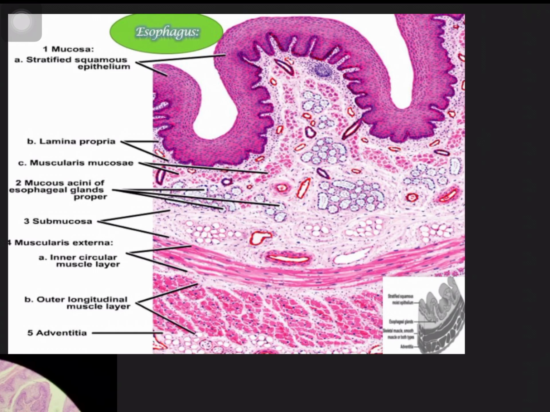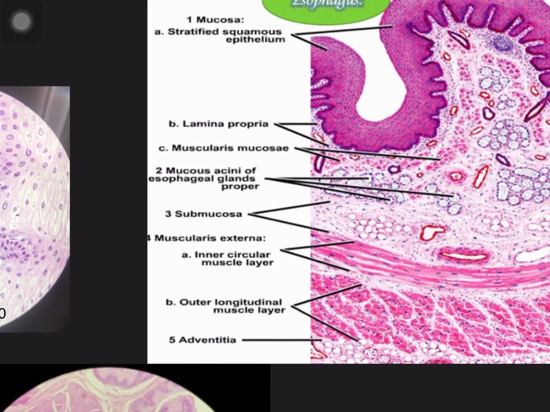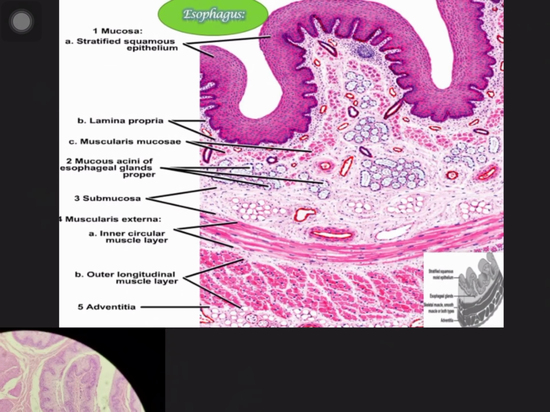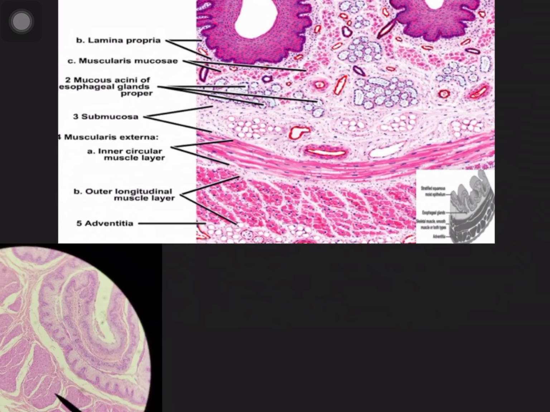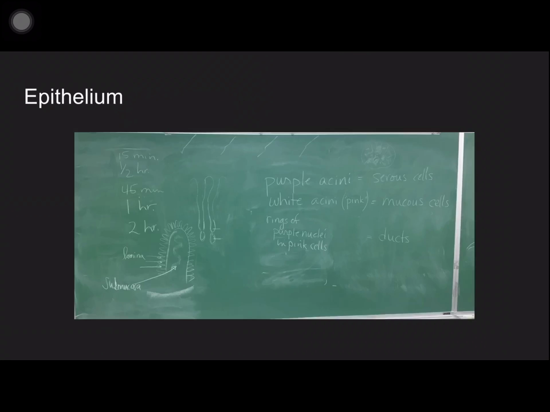Then there's the submucosa and the muscularis externa, which is not viewable on any of the other slides here. So there's also an inner circular muscle layer and an outer circular muscle layer and an adventitia, but the slides here don't go that far, only up to submucosa.